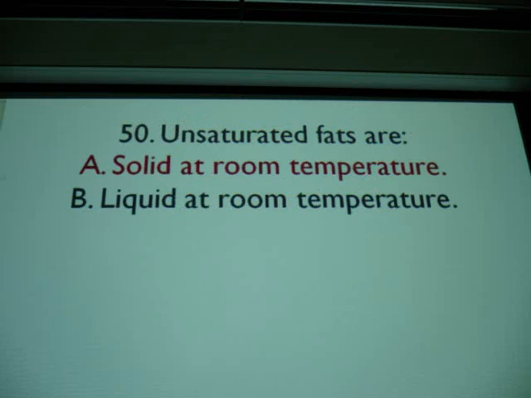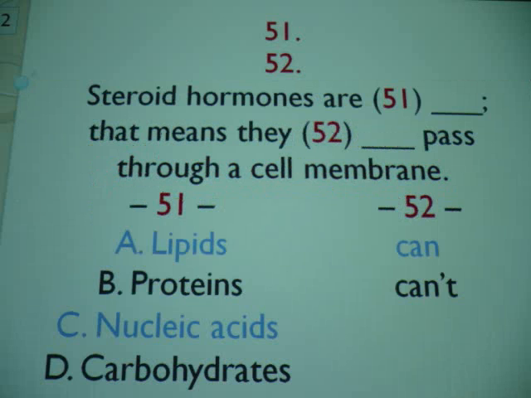Unsaturated. How about them? The lipid. That's your oil, the kind you pour out of a bottle. Lipid. Steroids are lipids, that means they can. The cell membrane's lipid. They go right through. So lipid and can.